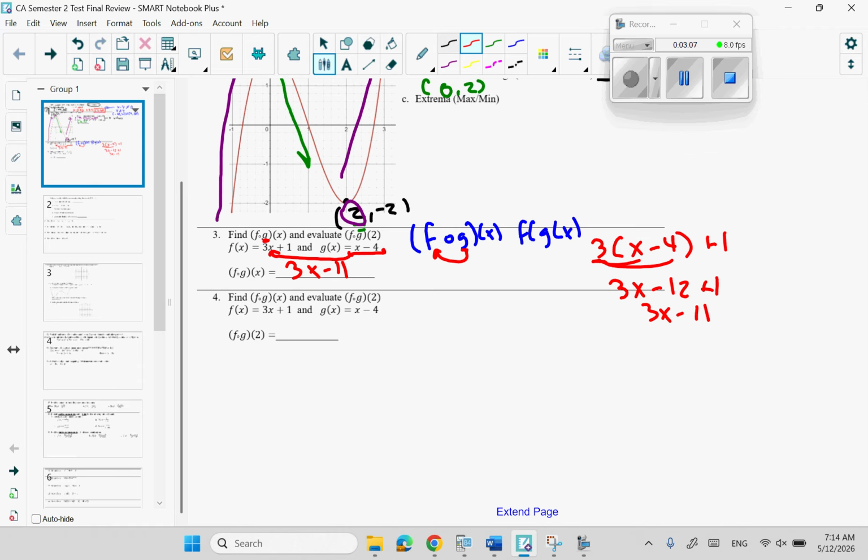Now this one goes on to say, instead of having f of g of x, it's f of g of 2. This just means we're going to plug in 2 for our x. So I'm going to get 3 times 2 minus 11. So 6 minus 11, so negative 5.